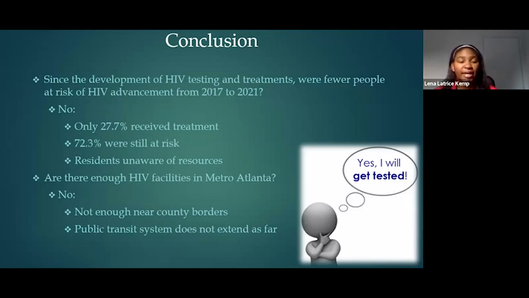And for the second thematic statement, are there enough HIV facilities in Metro Atlanta? No, there are not enough HIV facilities. Okay, we saw that near the county borders, there were still some deserted areas. And so again, maybe the public transit needs to extend their routes out, or come up with some kind of mobile system to help those get to their appointments, so that they can do whatever they can in order to prevent HIV from progressing to AIDS by basically suppressing HIV.